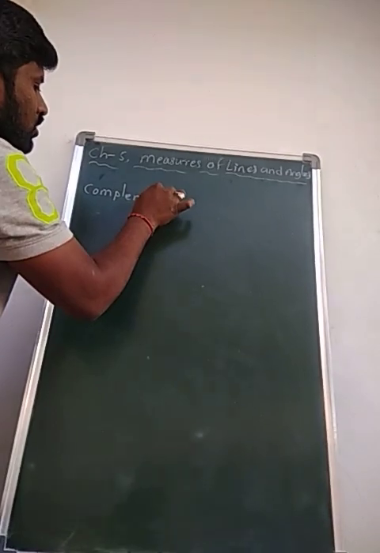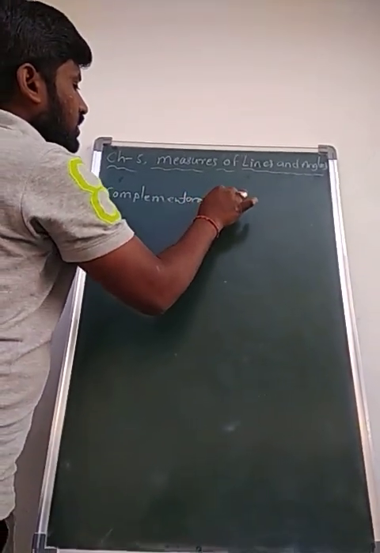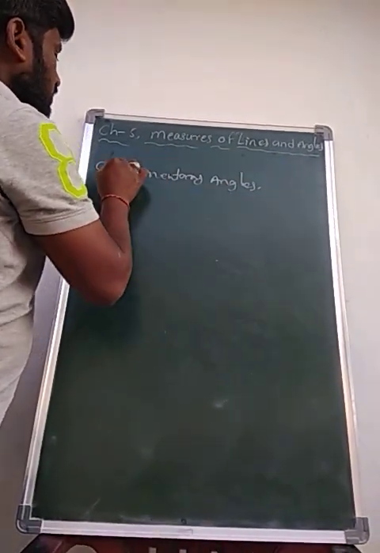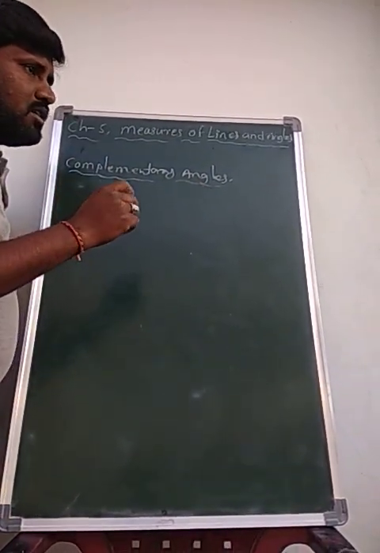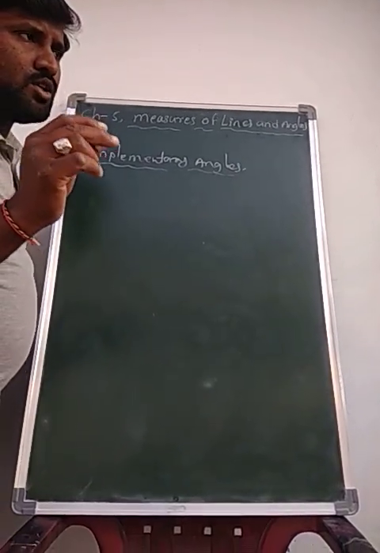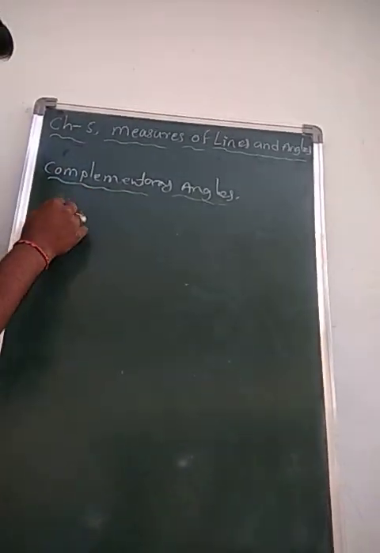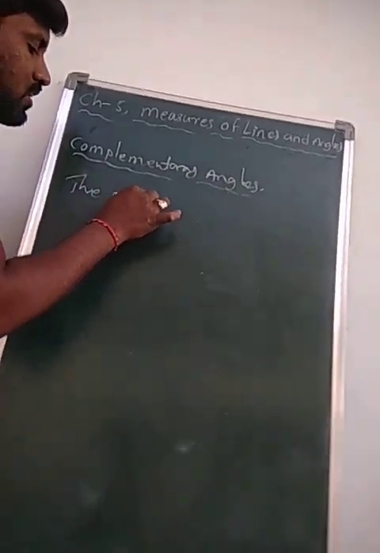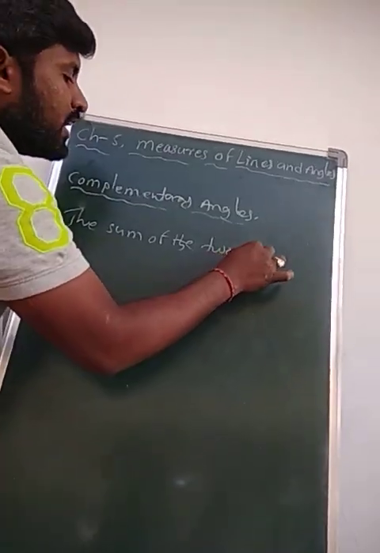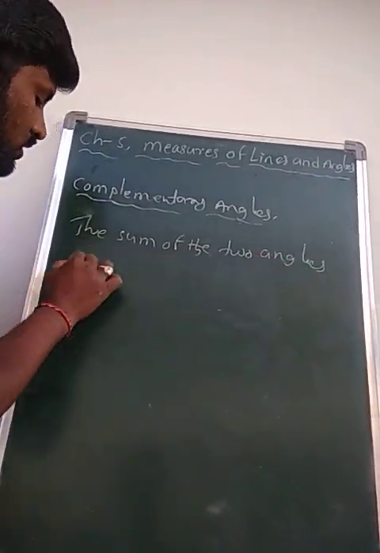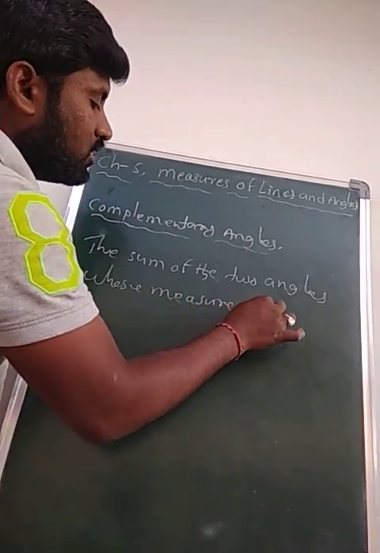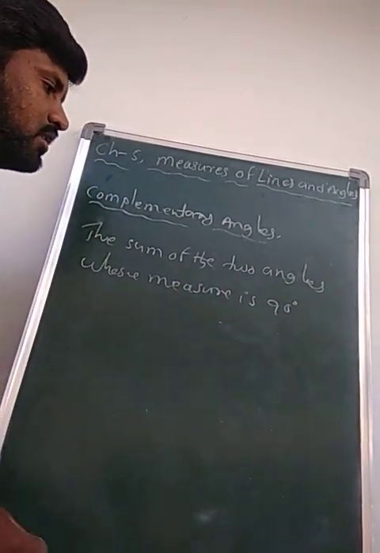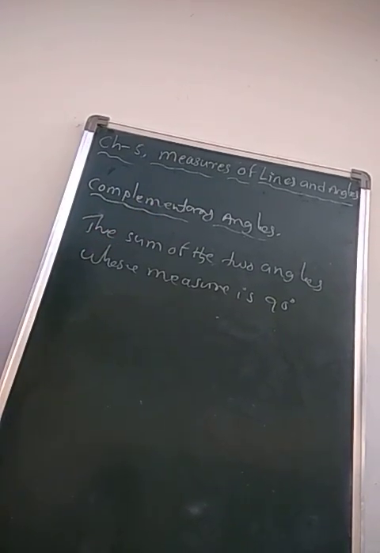Complementary angles. Complementary angles means the sum of the two angles whose measure is 90 degrees. If the sum of the angles whose measure is 90 degrees, then the angles are called complementary angles.